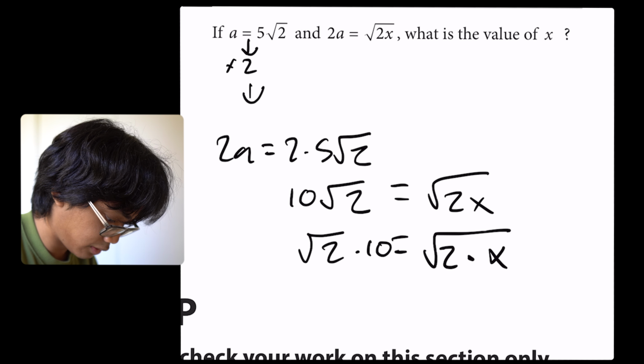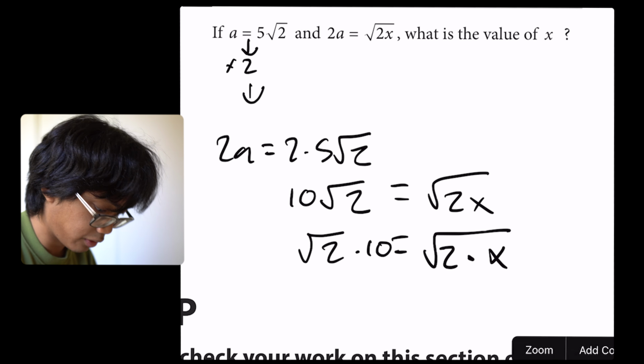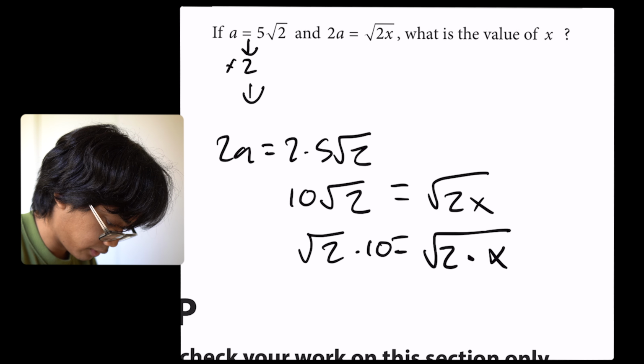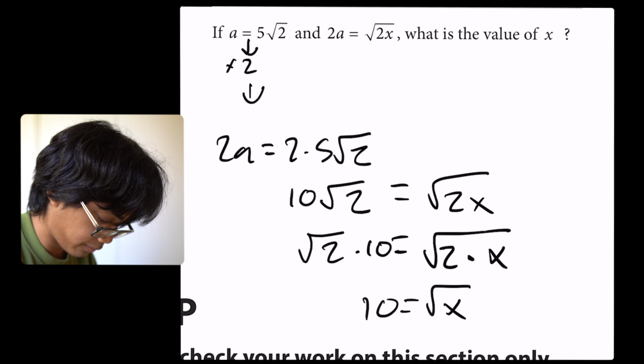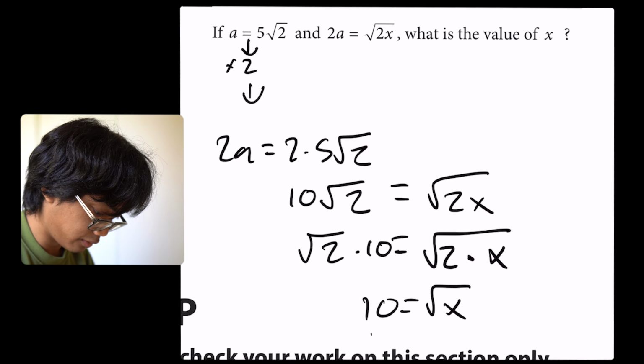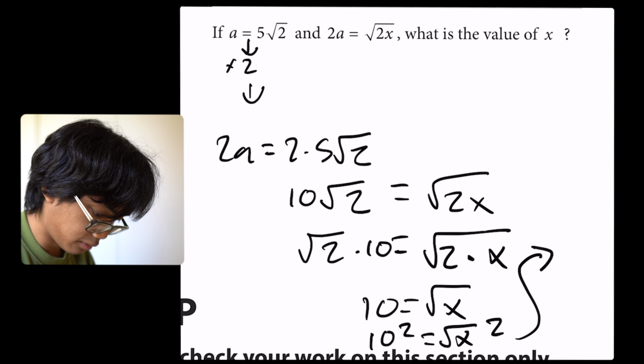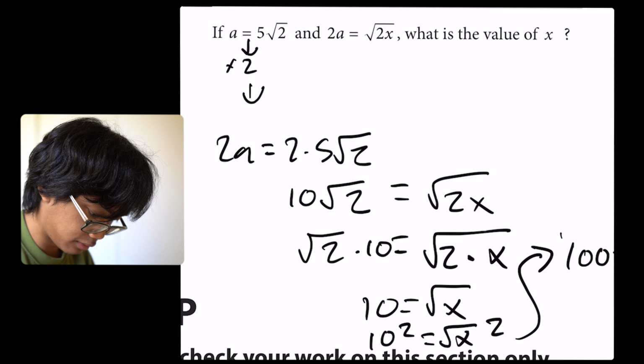So this one is also pretty straightforward, because if we think of what is the square root of something that gives us 10, we can just think of it as what is 10 squared, which is 100. So square root of x equals 10 is another way to think of it. And then if we do 10 squared equals square root of x squared, we're going to get 100 equals x.